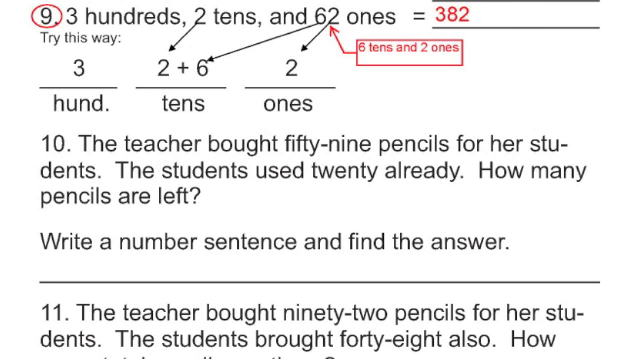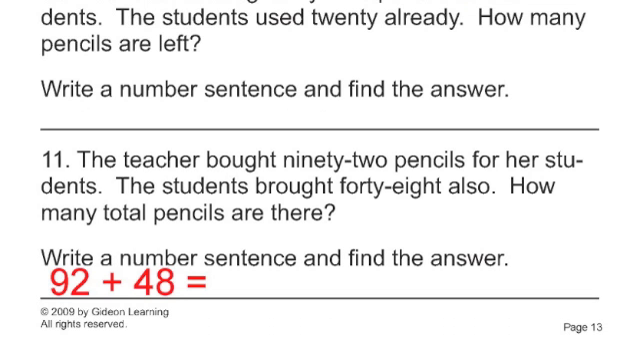So now we're going to move on to number 11. The teacher bought 92 pencils for her students. The students brought 48 also. How many total pencils are there? If I write my number sentence, I'm going to have 92 plus 48, because they're bringing them together, which means an addition question. I actually want to set it up vertically, because that's what we've been dealing with over here.